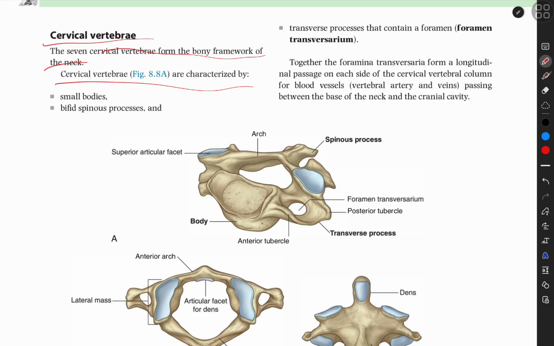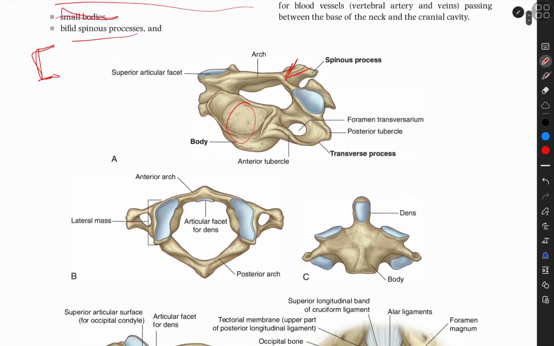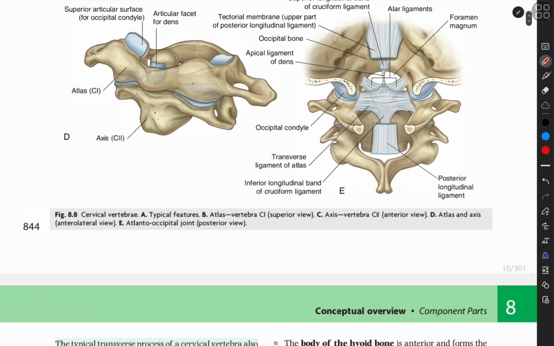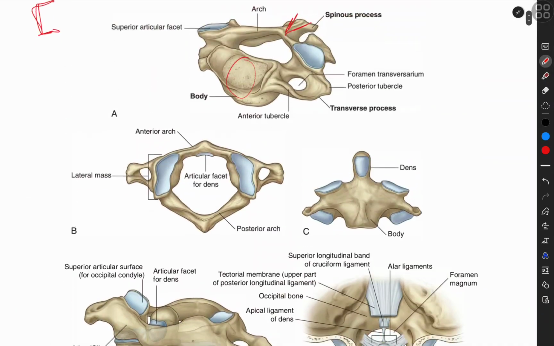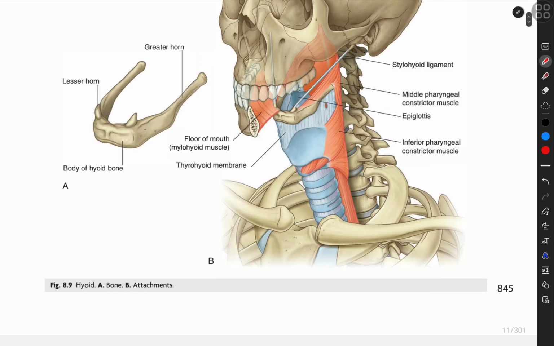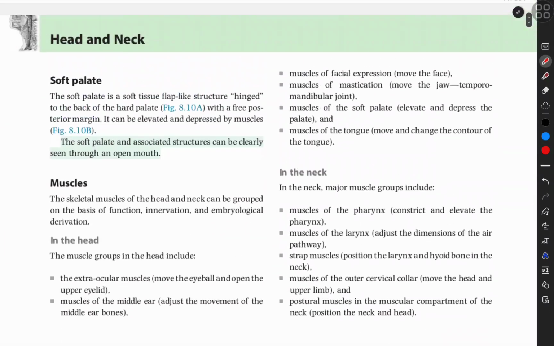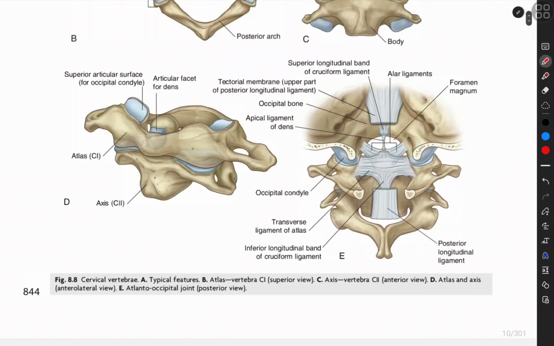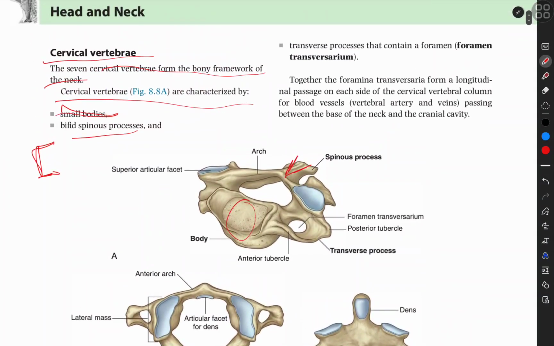These cervical vertebrae are characterized by small bodies. So cervical vertebrae, we are talking about the top vertebrae. They have small bodies and bifid spinous processes. They have spinous bifid processes. They are divided into two at the back.